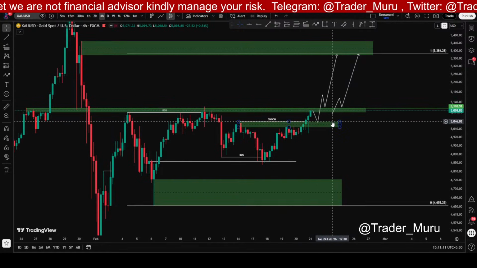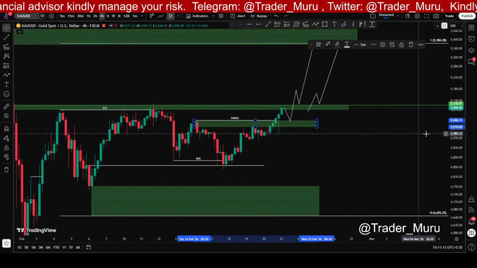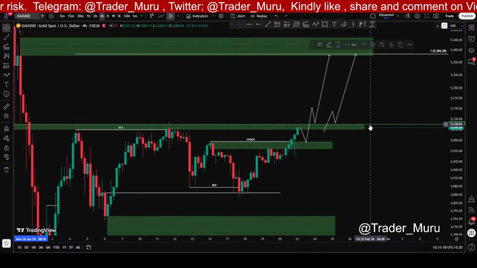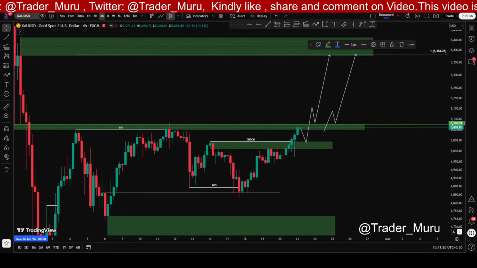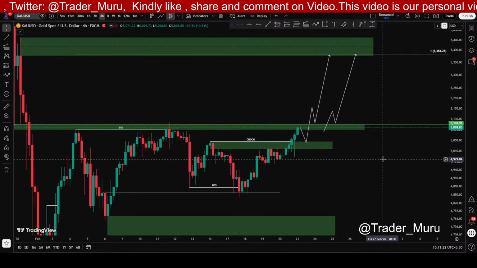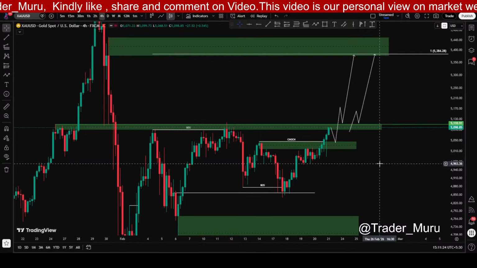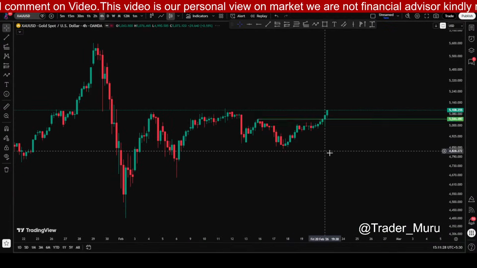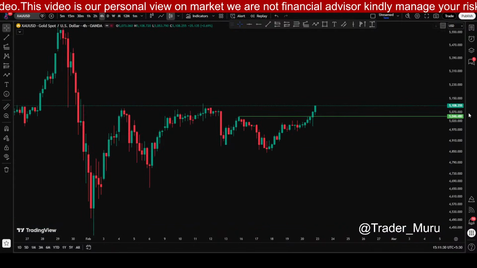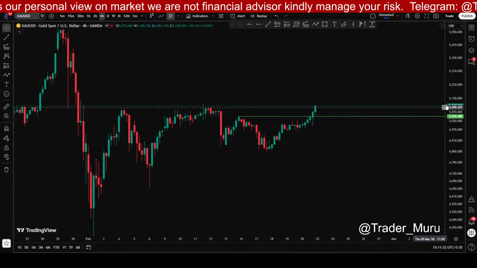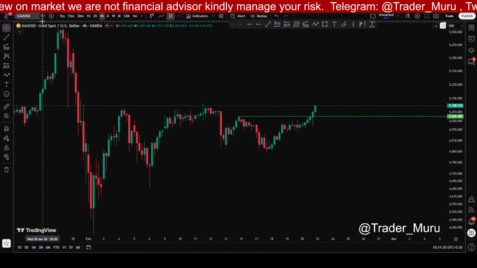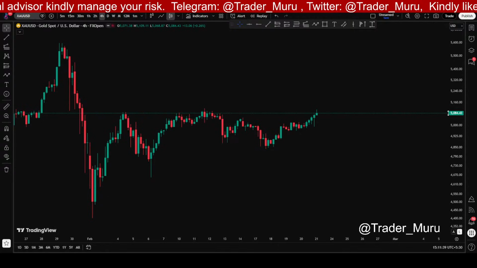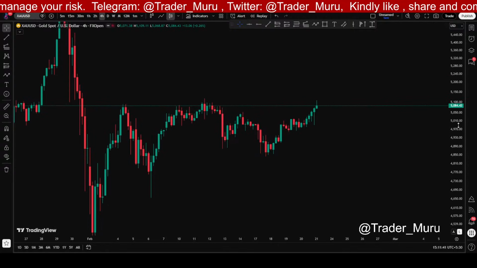Buy here at 5046 to 5018, and second in scenario of flip above 5110. And if you see this, we have a different closing on Oanda here. See this, price closed above 5108, and on the FX open it is near about 5084.